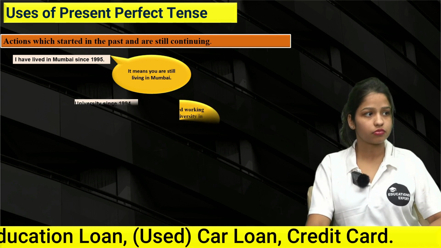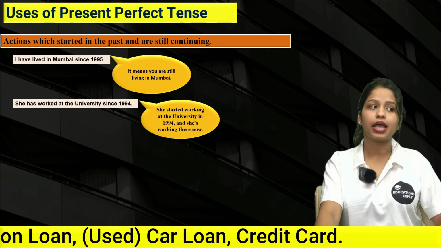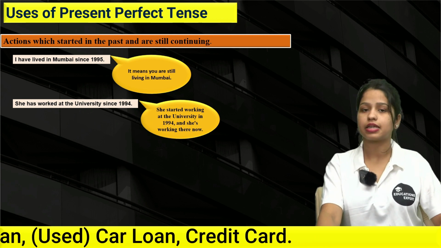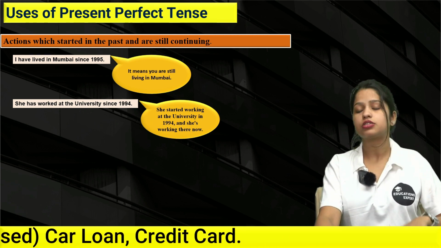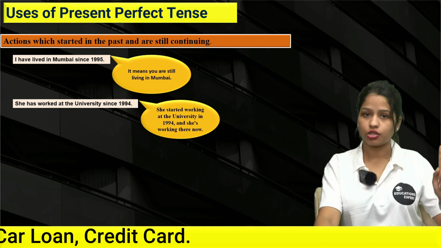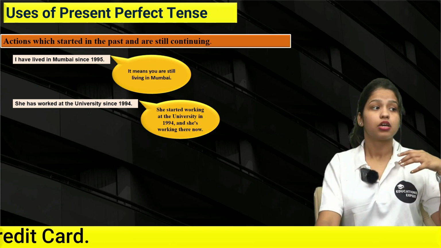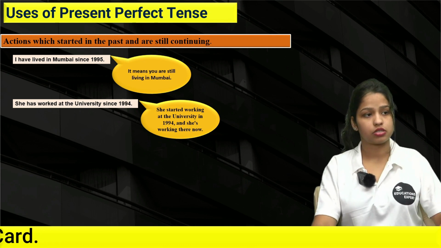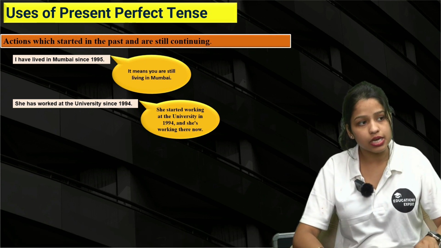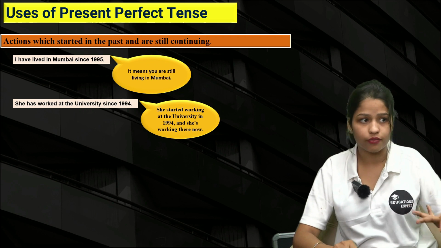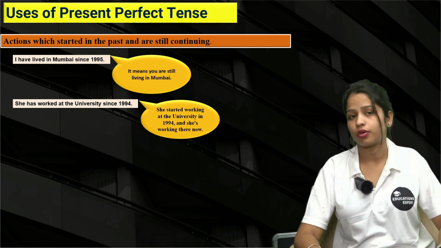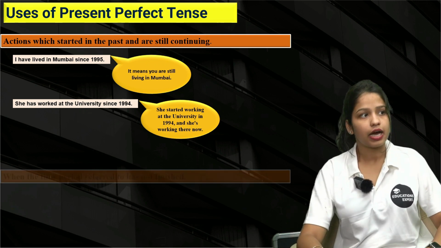Clear? Next we have: she has worked in the university since 1994. That means she started working in the university in 1994 and she's still continuing. She's still working in the university. Clear? So she started working in the university in 1994, as I told you, and she's still working. I hope this is clear for you.